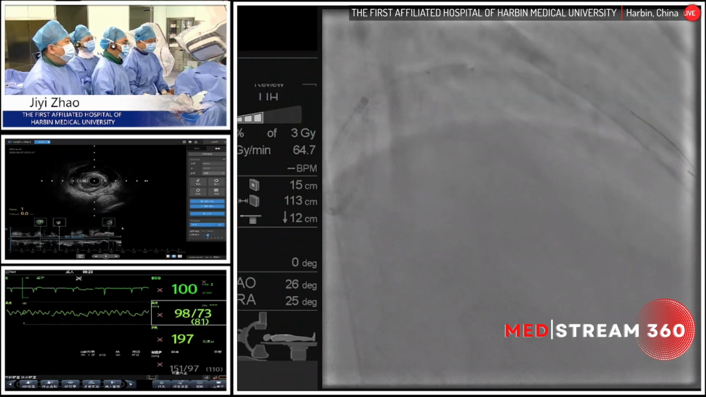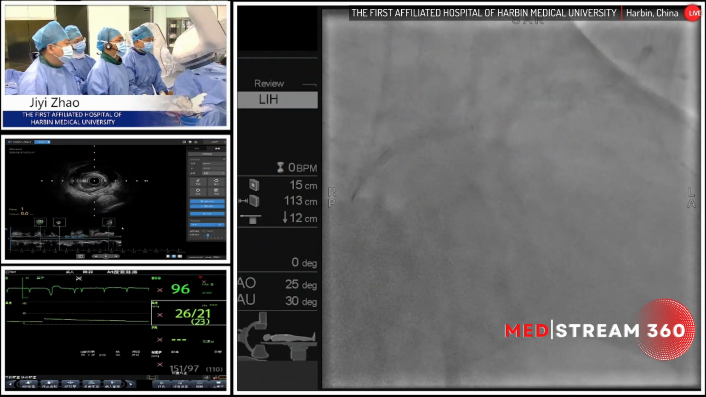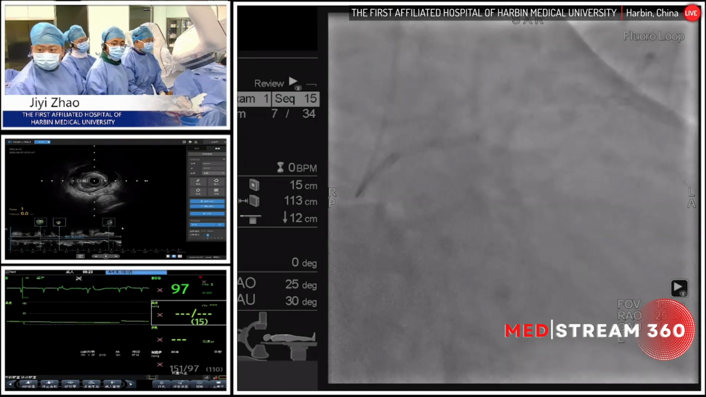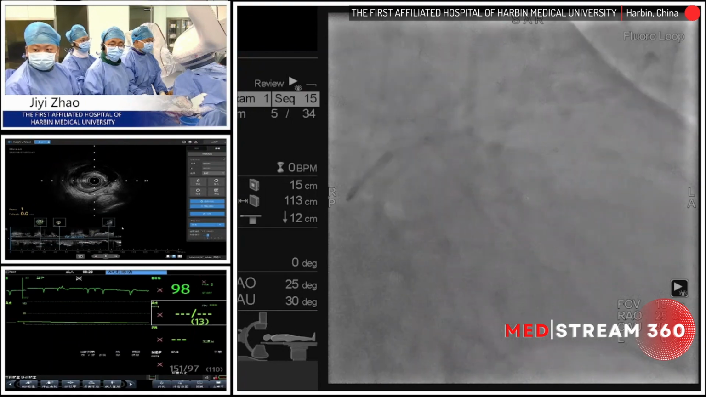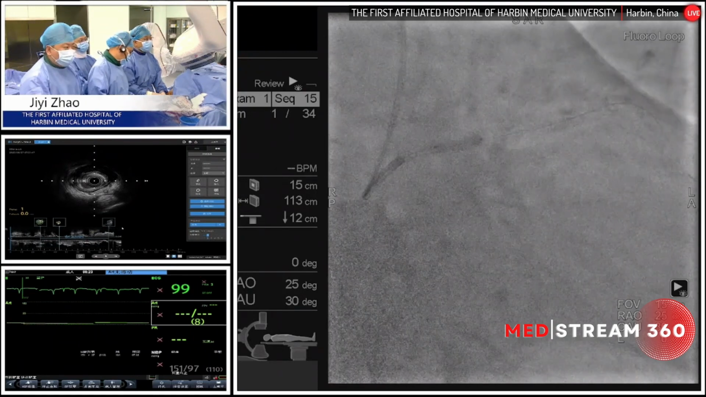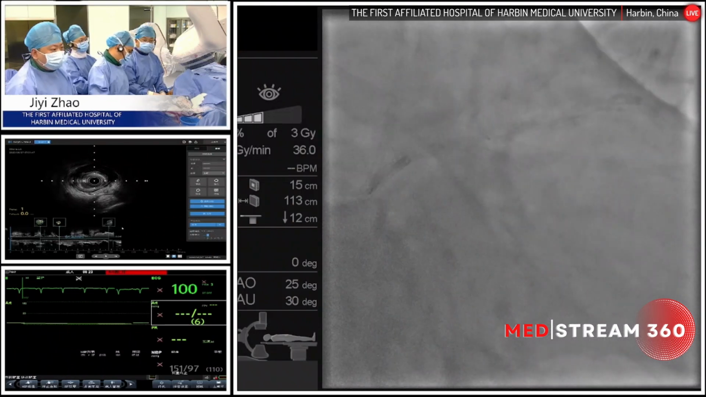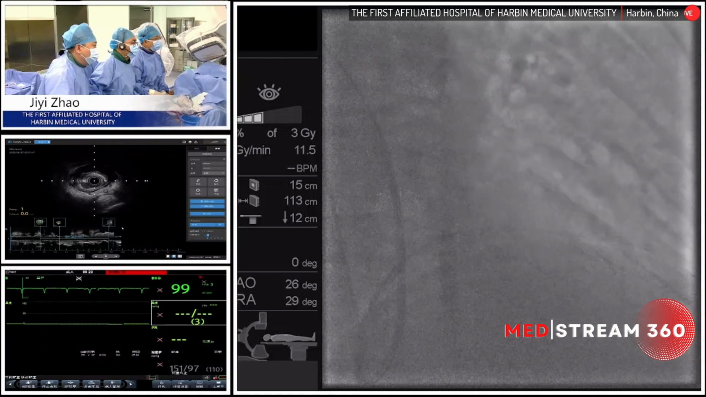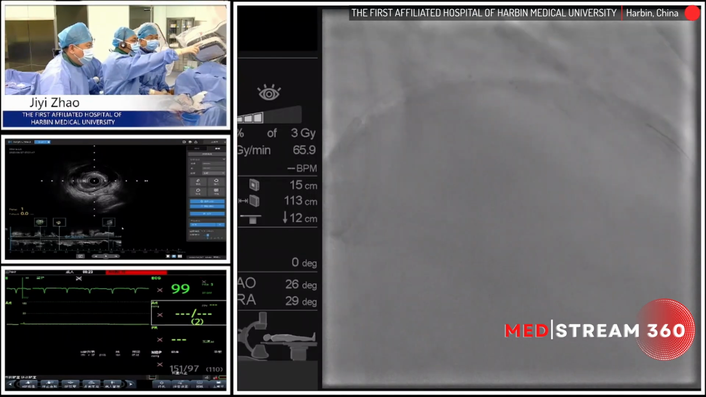Nowadays, with the development of equipment and technologies, our strategies to treat severely calcified lesions are different compared to one or two decades ago. Nowadays we have plaque modification balloons, and we have the rotablation system, and we have the IVL system.